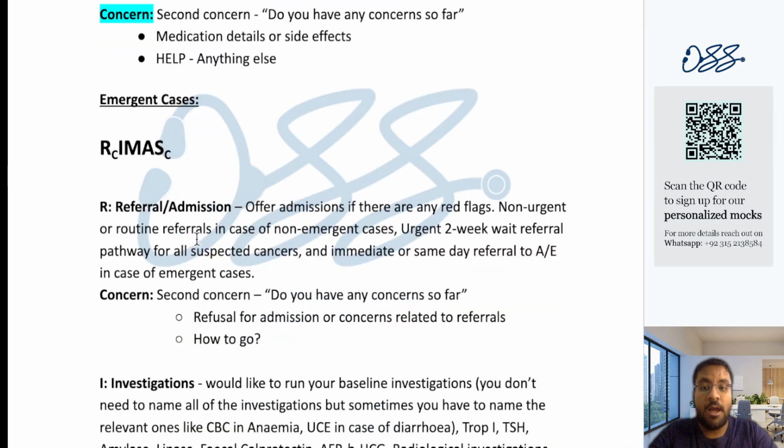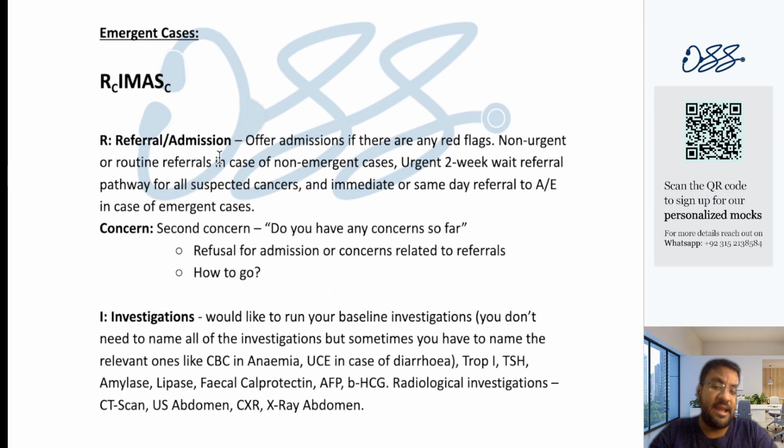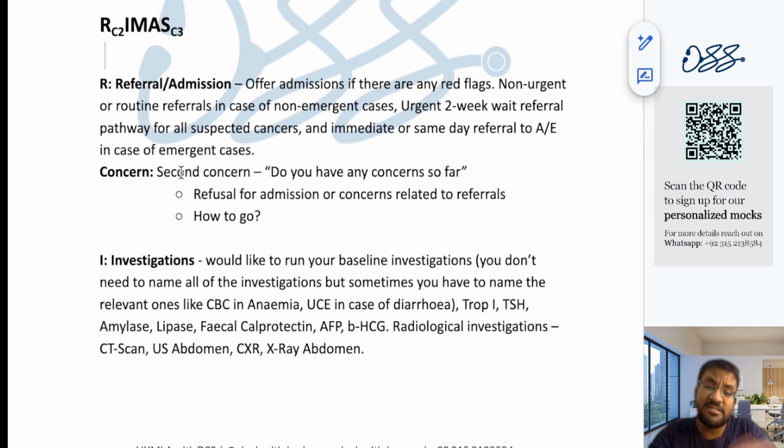There is just a slight variation for the emergency cases. It becomes the RIMAS protocol, and the concerns remain the same. The only difference is that you pick up the referral or the admission part before the investigations. Why do we do that? Because it's an emergency case.